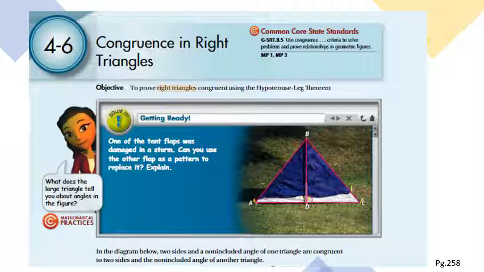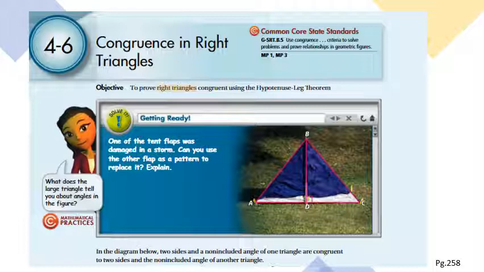Today our lesson is about congruence in right triangles. Okay, all of you, I want you to open the book page 258. Okay, let's see. In this lesson, you will prove that right triangles are congruent using the hypotenuse leg theorem. So in this lesson, we will learn what the hypotenuse leg theorem is.